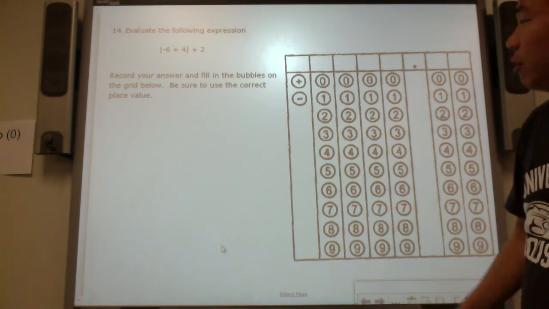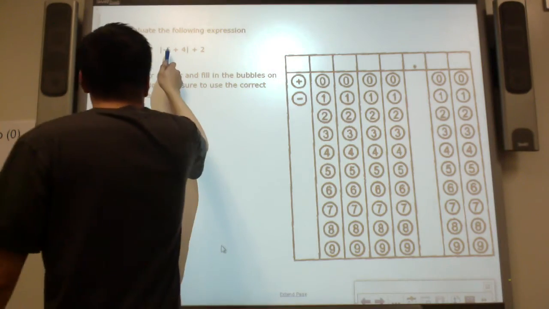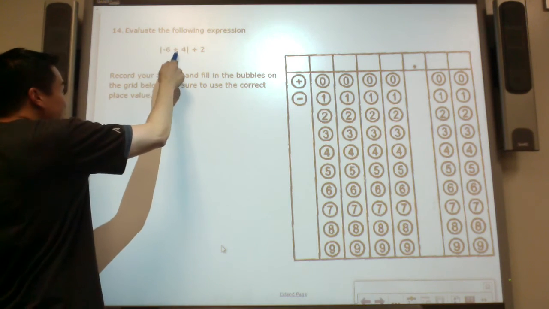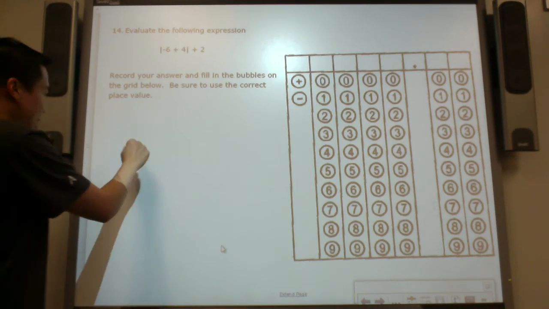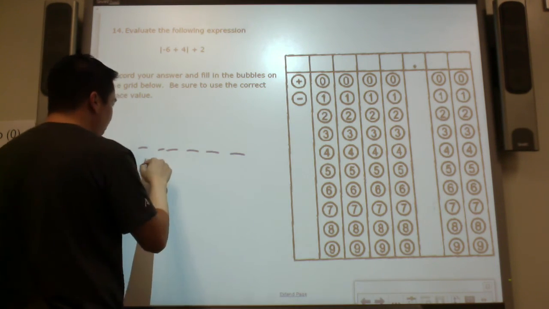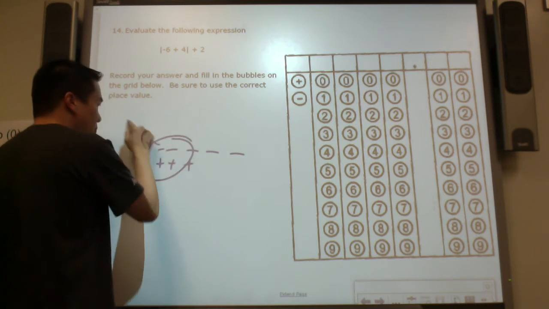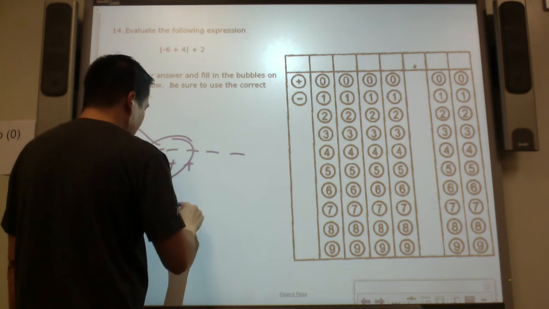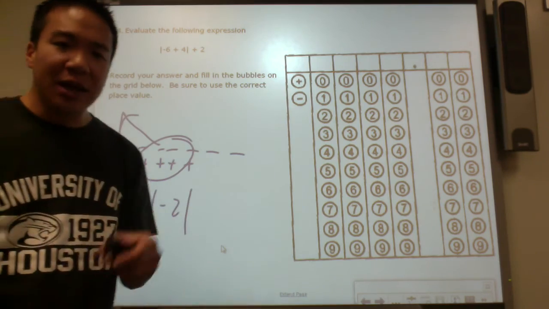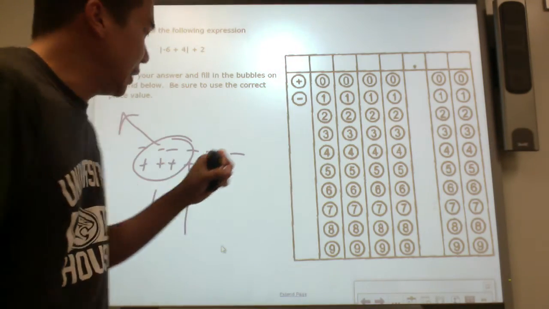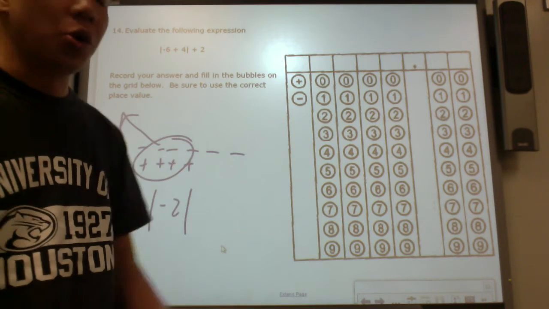14. What's the negative absolute value of negative 6 plus 4? So negative 6, I have 6 negatives. I put it together with 4 positives. 0 pairs out, I have 2 negatives. So what's that? Again, what's absolute value? How far is the number from 0 on a number line?